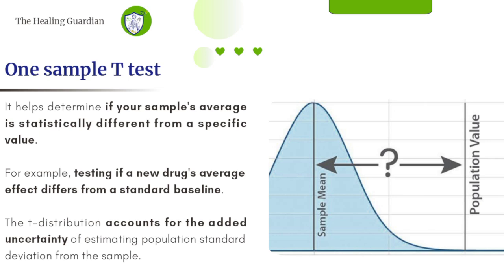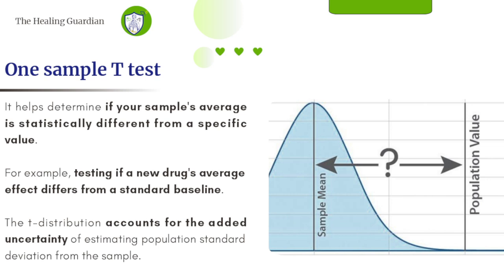Then we go to the t-tests which are most applicable. They have three types of t-tests: the one sample t-test, the independent samples, and the paired samples. One sample t-test is most common because you have carried out the experiment, you want to compare with the hypothesized value, meaning a value which is already known, a value which has already been determined. For example, if you are testing if a new drug's average effect differs from a standard baseline, here you will use a t-test.